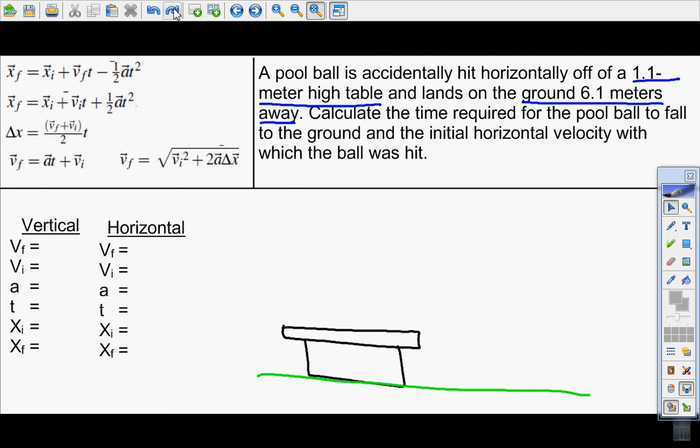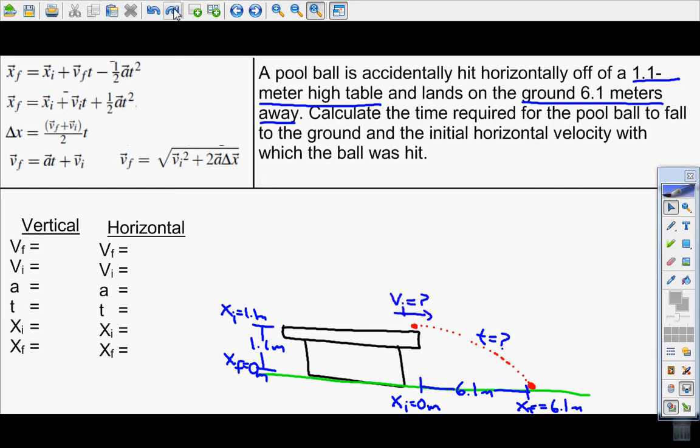So here's our table. Alright, I know the table is 1.1 meters tall. I'm going to go ahead and assign xi as being 1.1 meters. And then xf I'll say is 0 meters when it actually hits the ground. The pool ball gets hit off of the table and lands 6.1 meters away. And I'll go ahead and say that the starting position horizontally is 0 and the ending position is 6.1 meters. Alright, time is a question mark. How much time did it take to reach the ground? And then, what was the velocity at which the ball was hit off of the table?